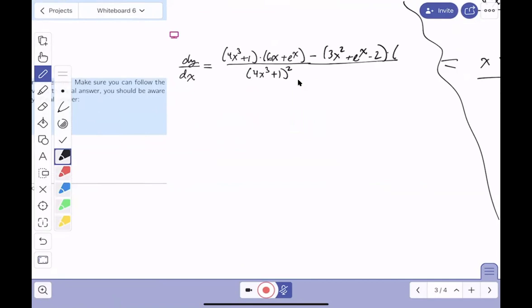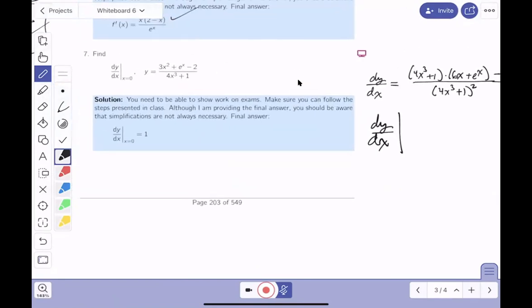And what's the derivative of the bottom? Fairly simple, it's 12x. Again, I'm not saying you can't simplify this guy over here, but you're losing sight of what they asked you to do. What did they ask you to do? dy dx evaluated at 0.